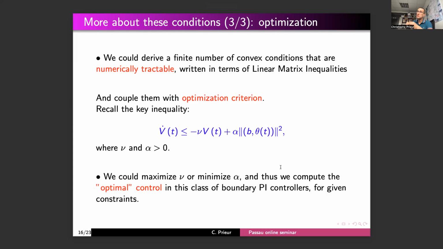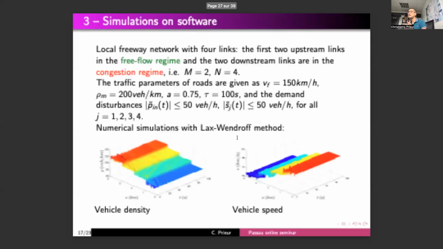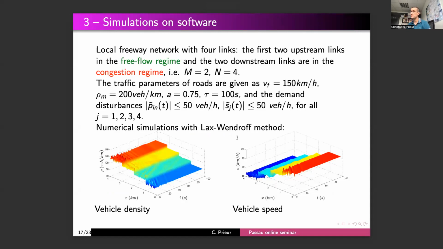Recall that the ISS inequality is given by the blue equation. The blue equation depends on nu, which is positive and is just the speed of convergence without any perturbation, and alpha, which is just the asymptotic gain in the input to state stability. So we can also try to find the optimal control under some constraint on the control inputs, and to find the best nu and the best alpha. And this is what you have done on simulations.